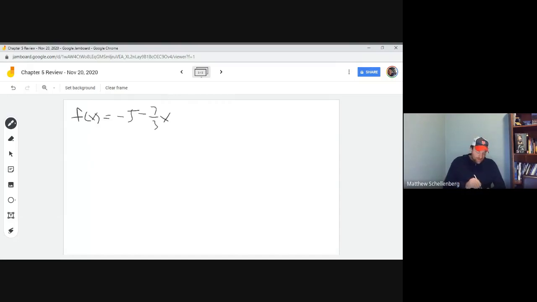I'm going to use the more traditional math method, and I'm just going to switch the x and y's. And so this will become x equals -5 minus 7 over 3 y. And again, the goal is to isolate the y.